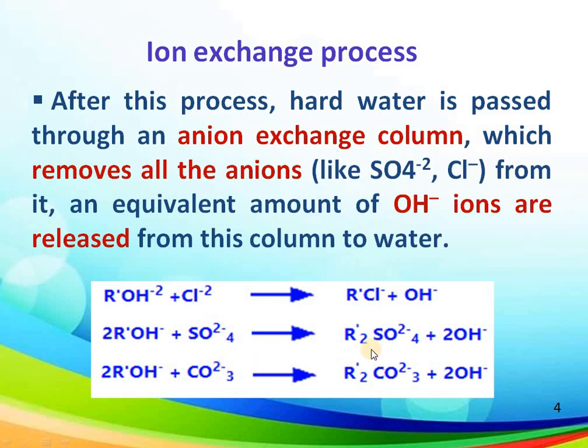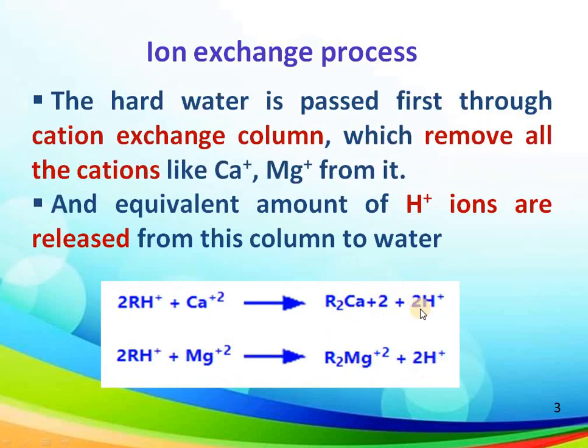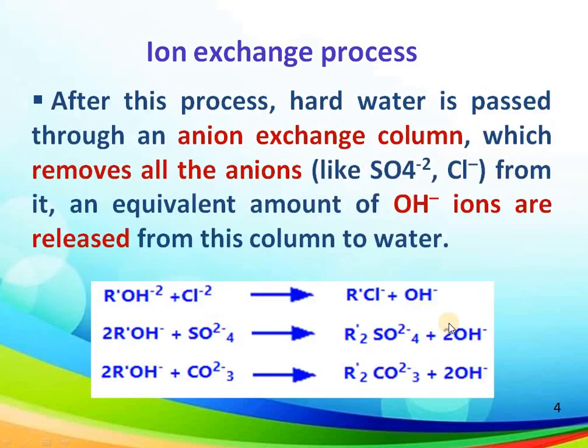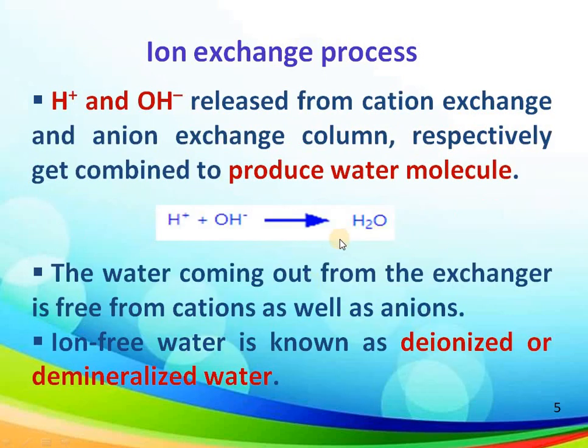After that, these H plus ions and OH minus ions combine and produce water molecules. The H plus ion is released from the cation exchanger bed, and the OH minus ion is released from the anion exchanger bed, so they combine here and produce the water molecule. This water is known as deionized water or demineralized water. It is soft water.